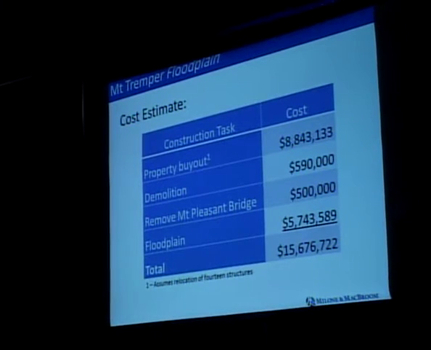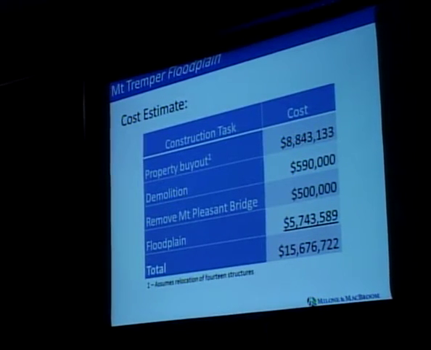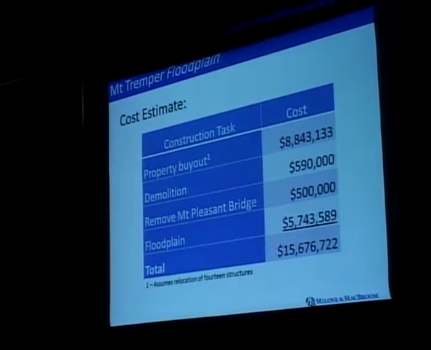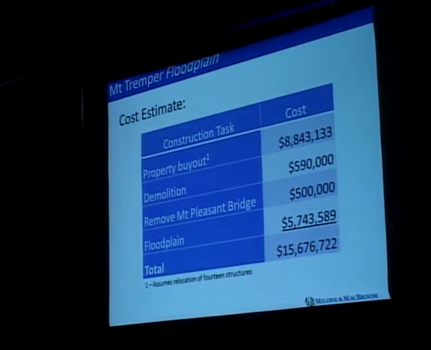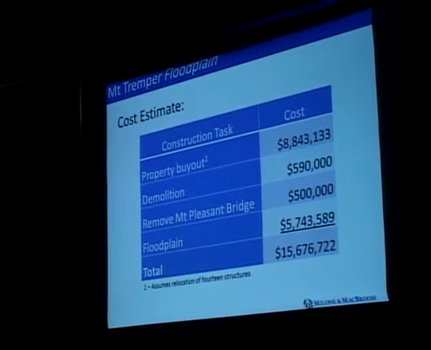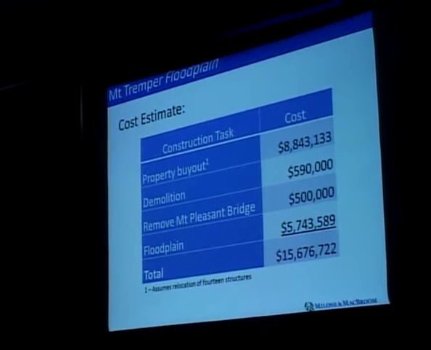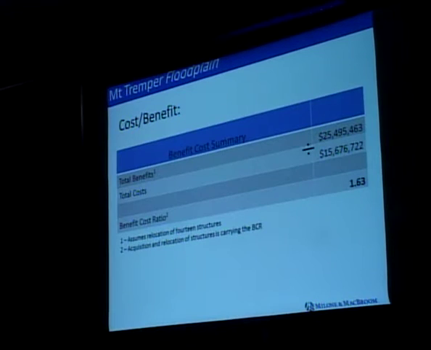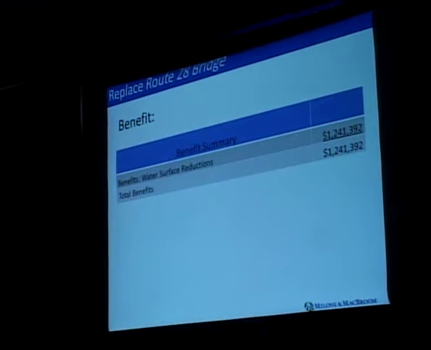Now we look at the cost estimate for doing that floodplain enhancement. We have the buyouts of the properties, which are over $8 million, demolition costs, removal of the Mount Pleasant Bridge, and the design and construction of the floodplain enhancement project. And we're at over $15 million. And we look at the benefit cost ratio, and it's 1.63. And I'll summarize these again later at the end.